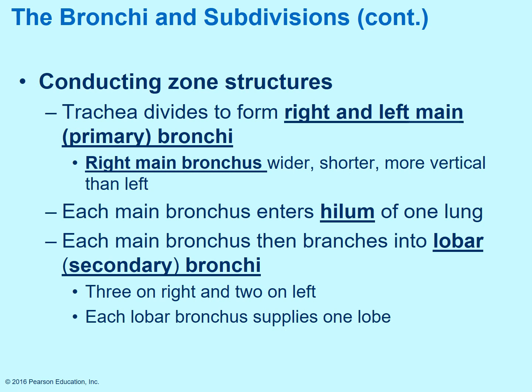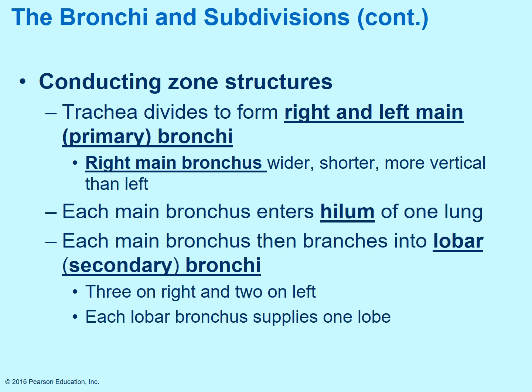When the main branch enters into the lung, it branches into the secondary bronchi, also known as the lobar bronchi. On the right side, there are 3 lobes, so it's going to branch into these 3 secondary bronchi. The left lung is slightly smaller than the right lung. It contains only 2 lobes.